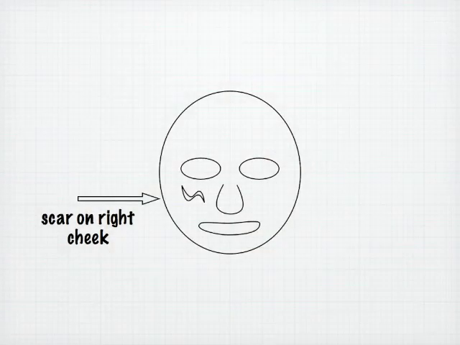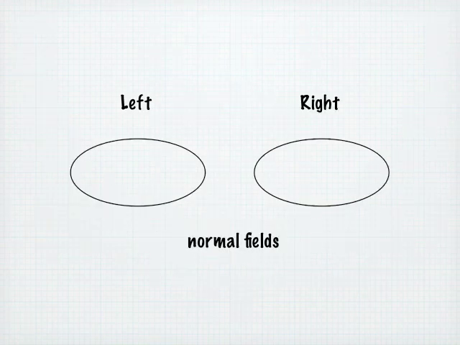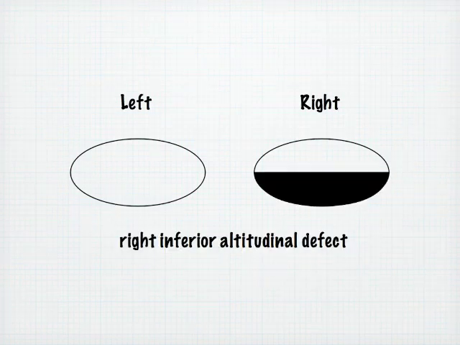You should notice that this is different from how you would record a scar on the right side of a patient's face, where the drawing would be as if the patient was sitting in front of you. This reversal of sides when recording visual fields can cause confusion, so remember that fields are drawn the wrong way round compared to the rest of the notes, and make sure that you label them accordingly. This is a right inferior altitudinal defect.